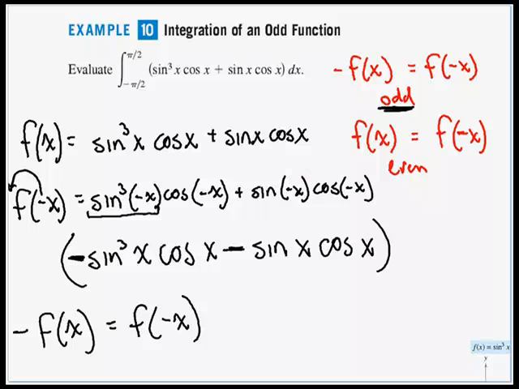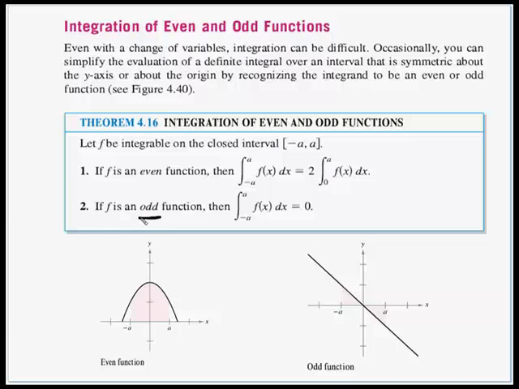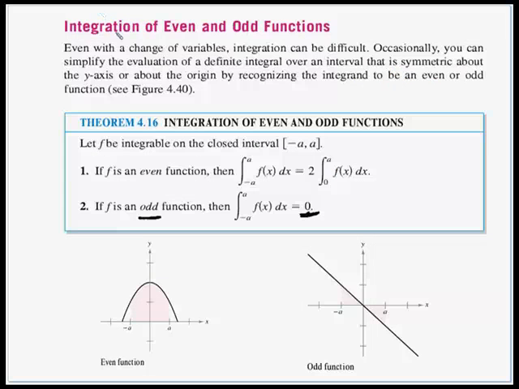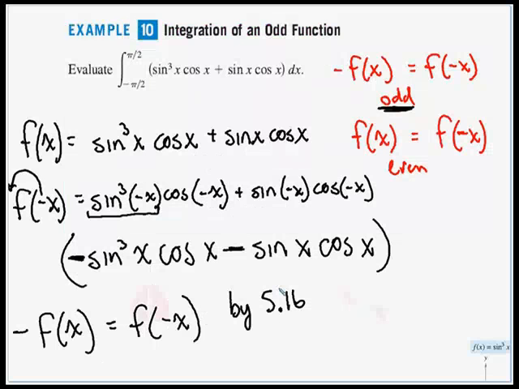And by our theorem, if we have an odd function and we're integrating from a negative value to its positive counterpart, we know it's going to be 0. So therefore, by theorem 5.16, or in this, is it 4.16? And this is 4.16, the chapters are one off. This is by theorem 4.16. This integral, I'm not going to recopy the whole thing, but this is equal to 0.